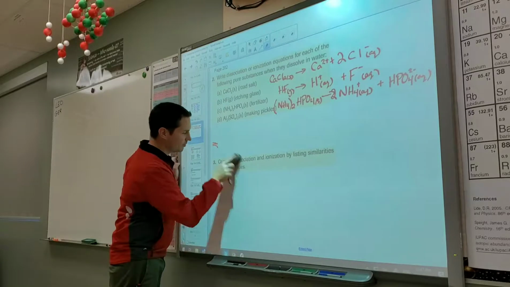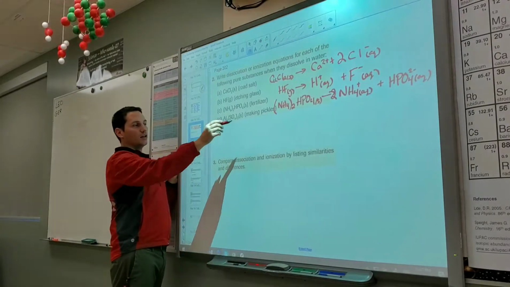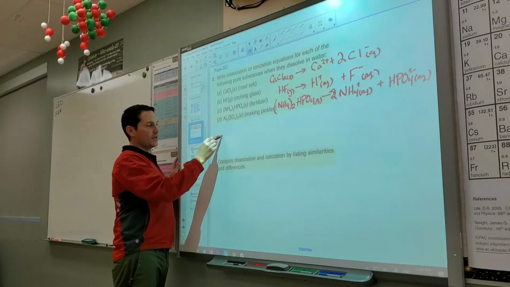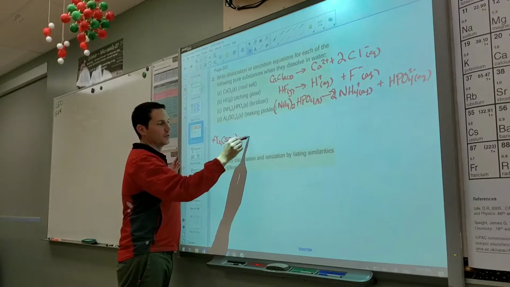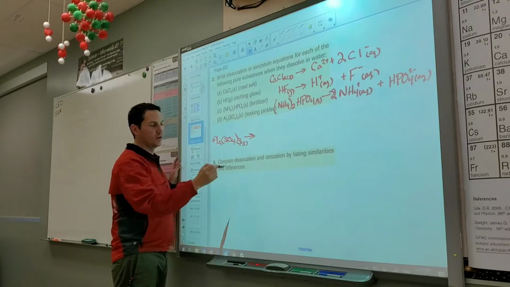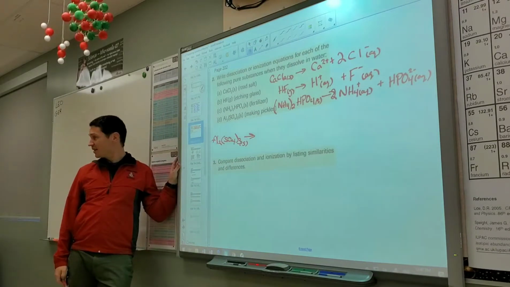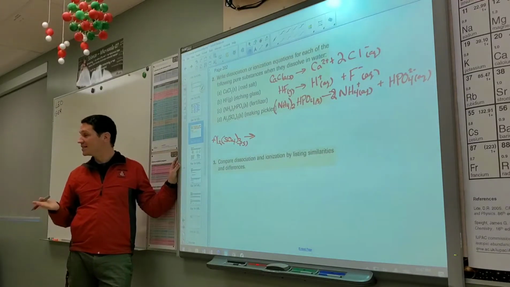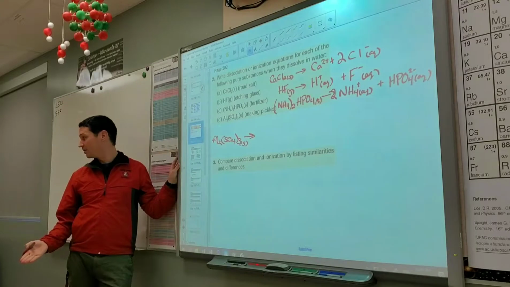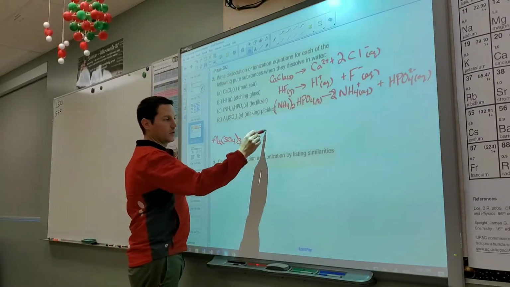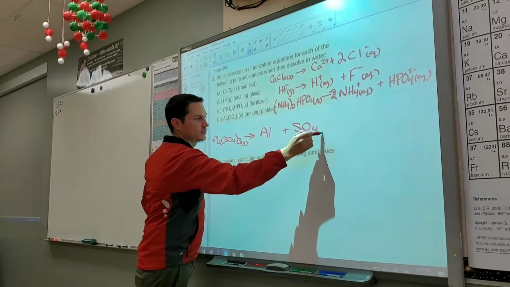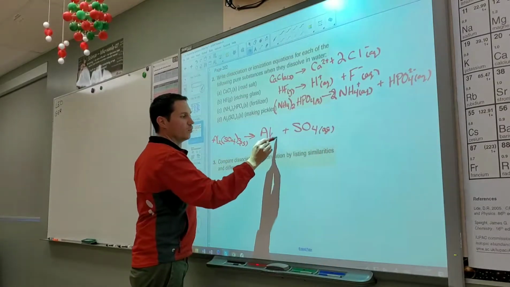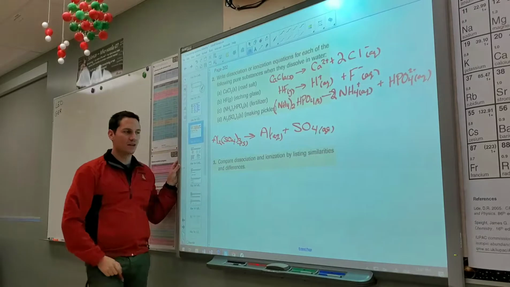And then the very last thing that I want to talk about here, let's see how much this is going to screw me up. Aluminum sulfate, so Al2(SO4)3 solid. What's this going to split up into? What are the two ions in this ionic compound? Aluminium and sulfate. What are the charges on these ions?